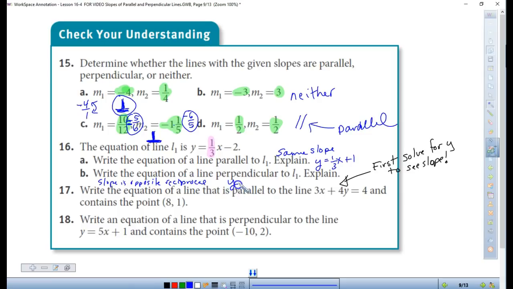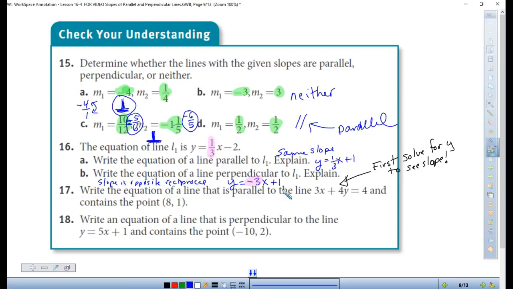So y equals, flip it over, that would be 3, but we got to change the sign, so negative 3x. And it doesn't matter, the y-intercept can be anything because it's already got a different slope. So you could have plus 1 or minus 7 million, whatever your favorite number is there for the y-intercept.